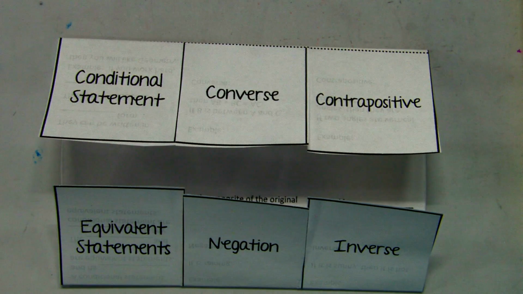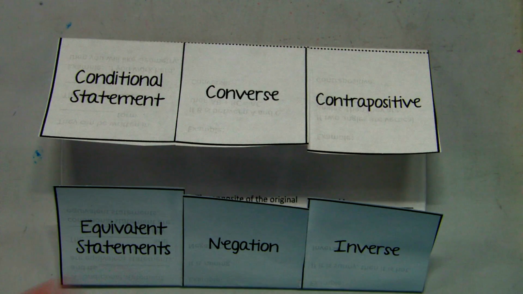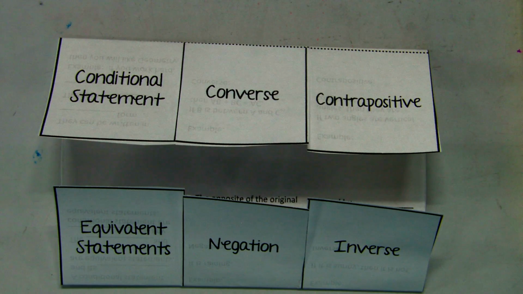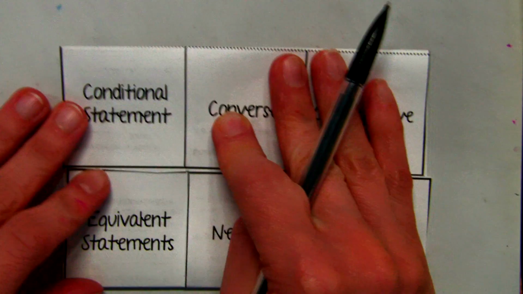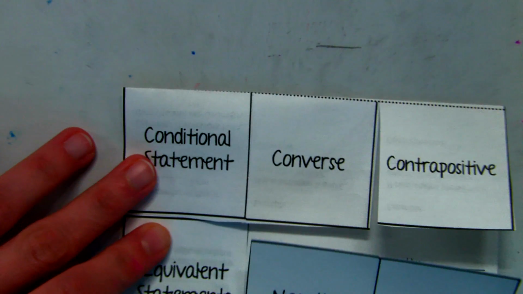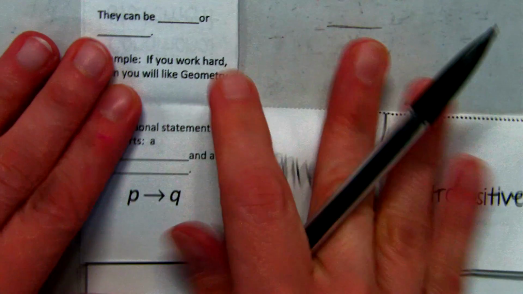Right, so we're going to start with talking about conditional statements, and this may not go in the order that it looks like it's going to go on here. We're going to try to go in a logical order since we're talking about logic. First we're going to talk about what a conditional statement is, so we're going to open up that part of the foldable.